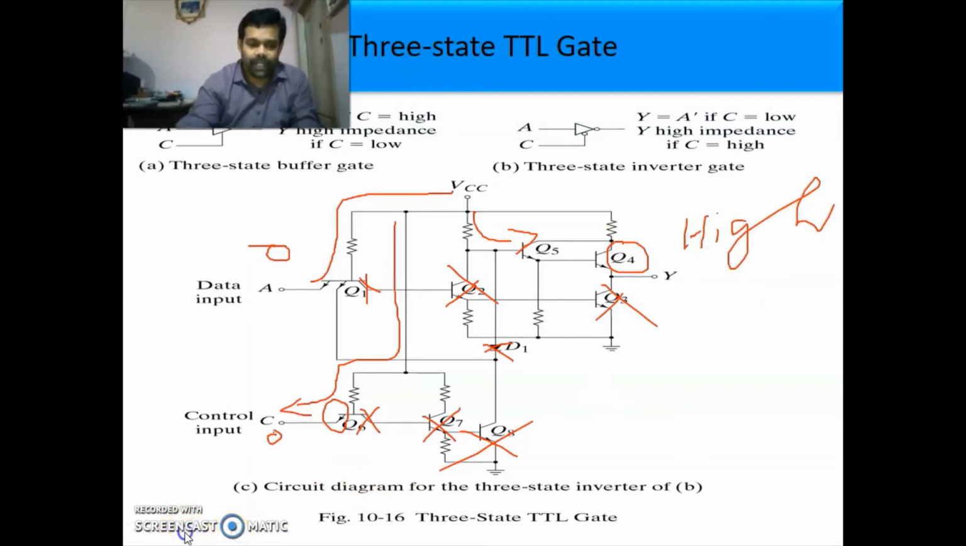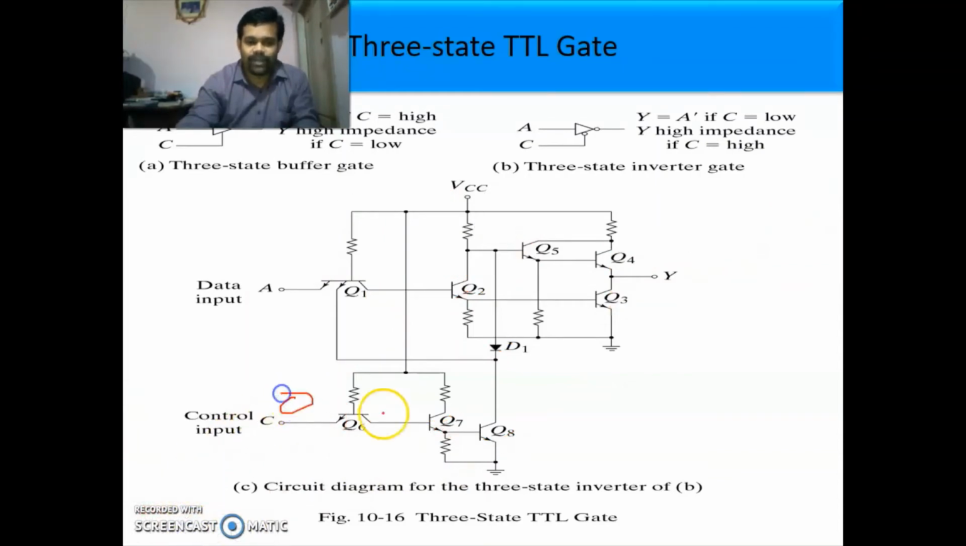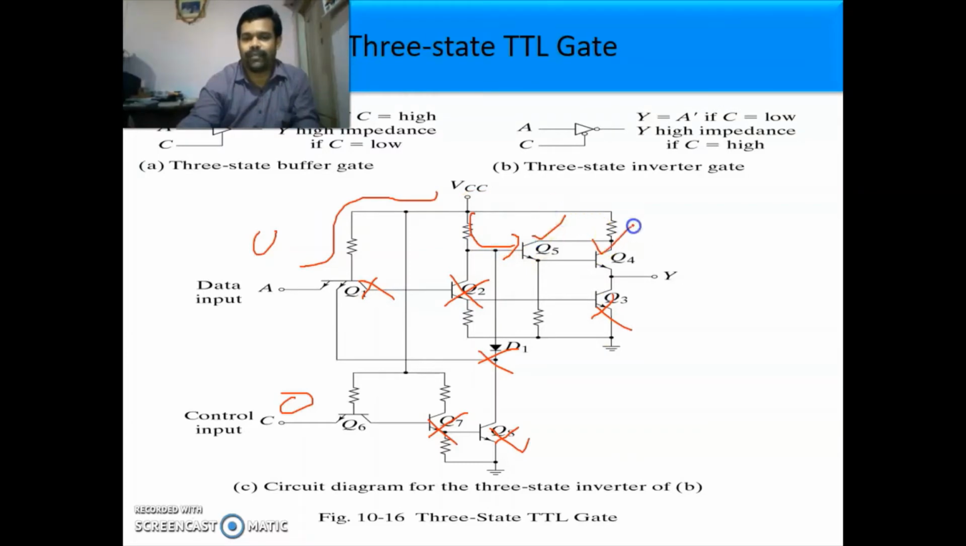So once again, I am erasing everything and I am making C low. So Q7, Q8 off, D1 off. Now I am giving 0 here. Emitter base junction forward biased, current starts flowing in this direction. The collector base junction not conducting, Q2 not conducting, Q3 not conducting. At the time, current starts flowing in this direction, Q5 conducting, Q4 conducting, output is high.